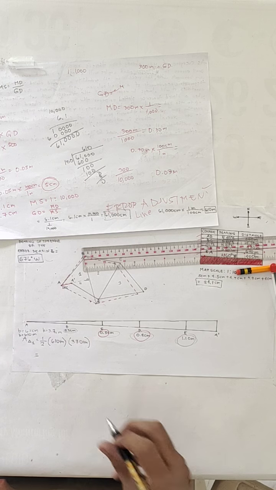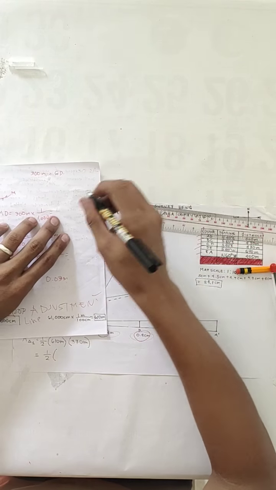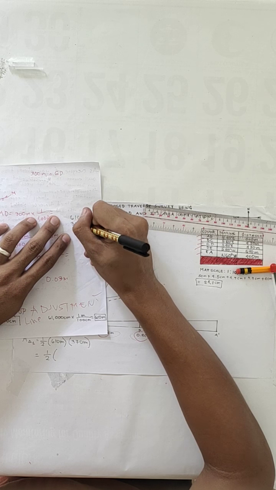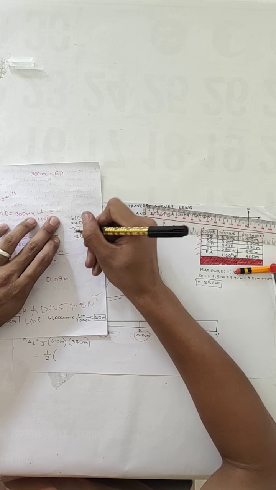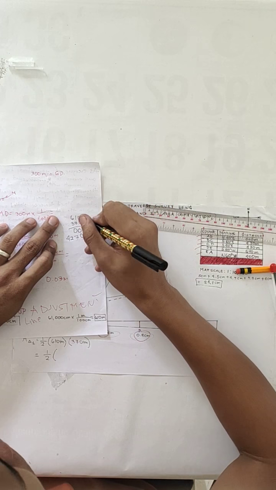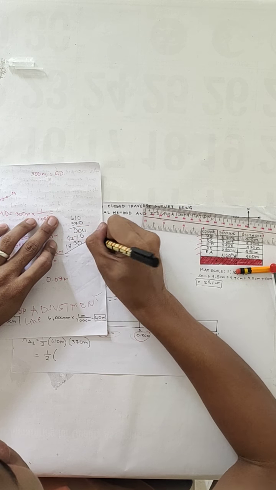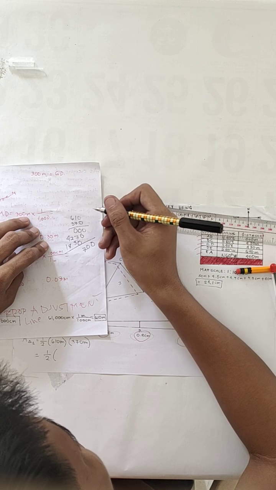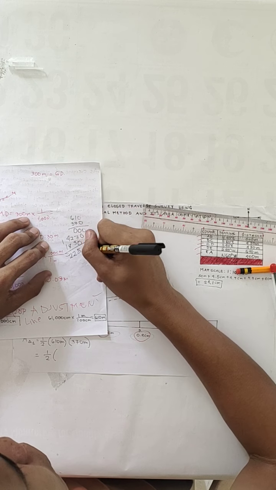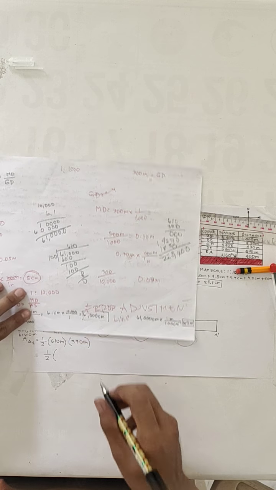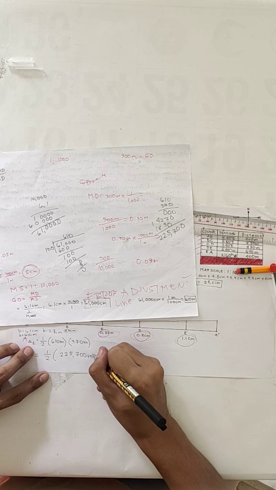Meters. So 1/2 times 610 times 370. 610 times 370 is 225,700 unit meter squared.